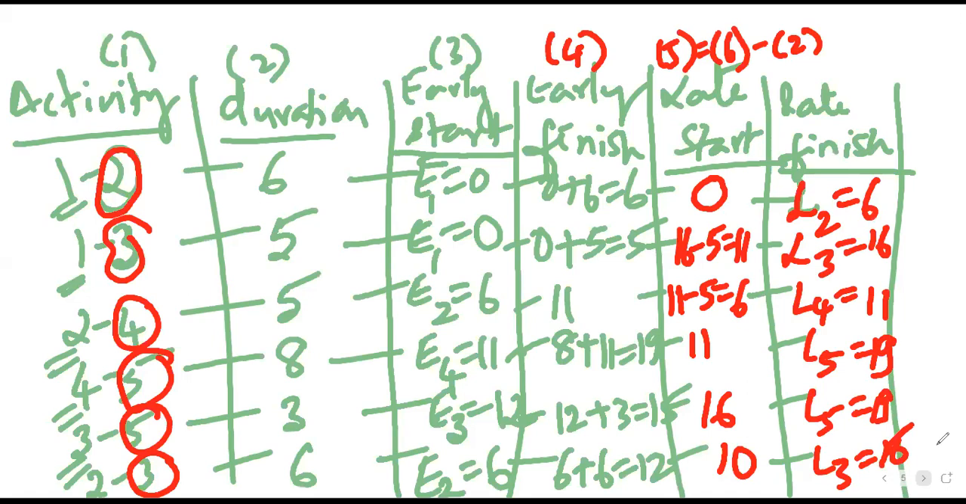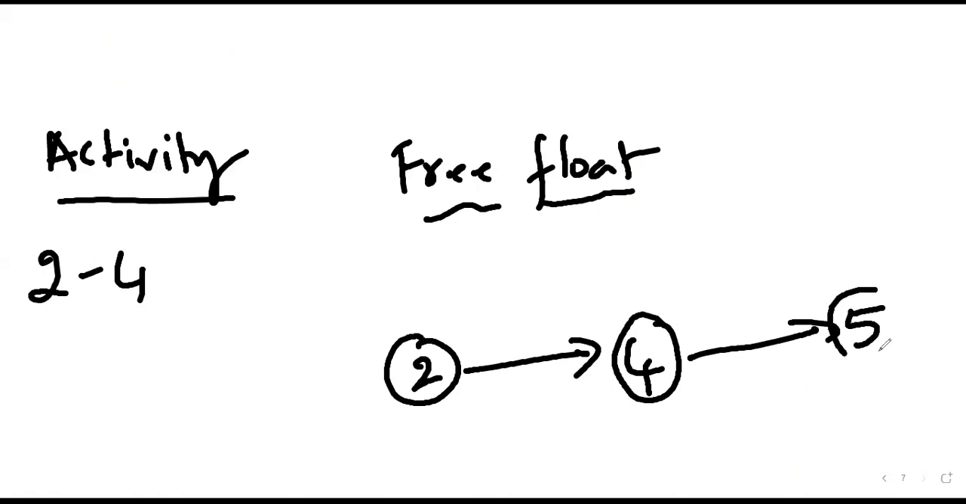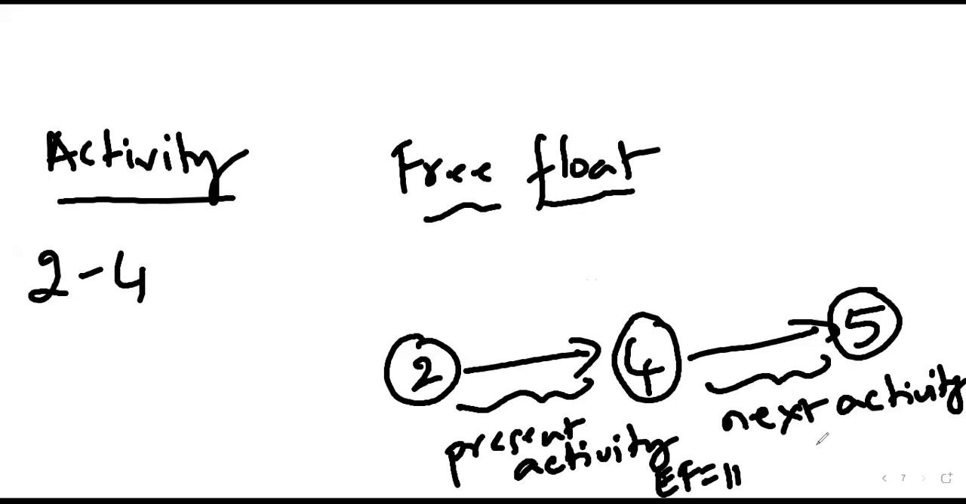Let's go for 2-4. What should be the next activity of 2-4? Which activity comes after 2-4? 4-5. Present activity. So what should be the early finish of the present activity? 11. And the next activity's early start is 11. Same 11, sir. The answer is correct. That should be the answer.